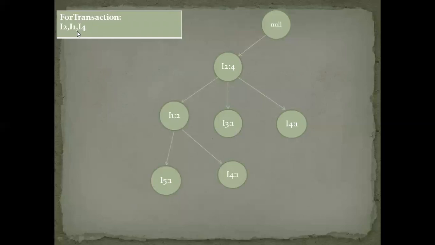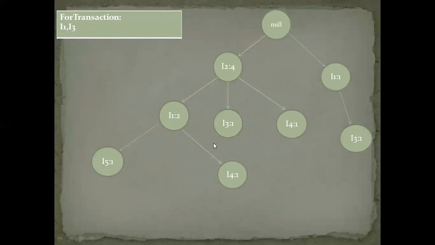The next transaction is I2, I1, I4. I2 is already there, so we change the I2 value to 4, the fourth time it's repeated. The next one is I1, which is also already there, so we change I1 to 2. The next one is I4, so we give the connection to I4 as 1. So here we have I2, I1, I4.